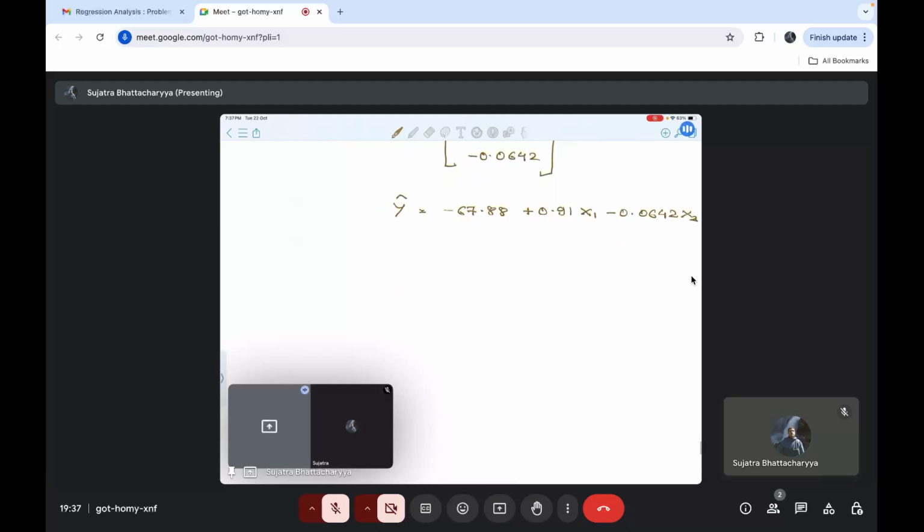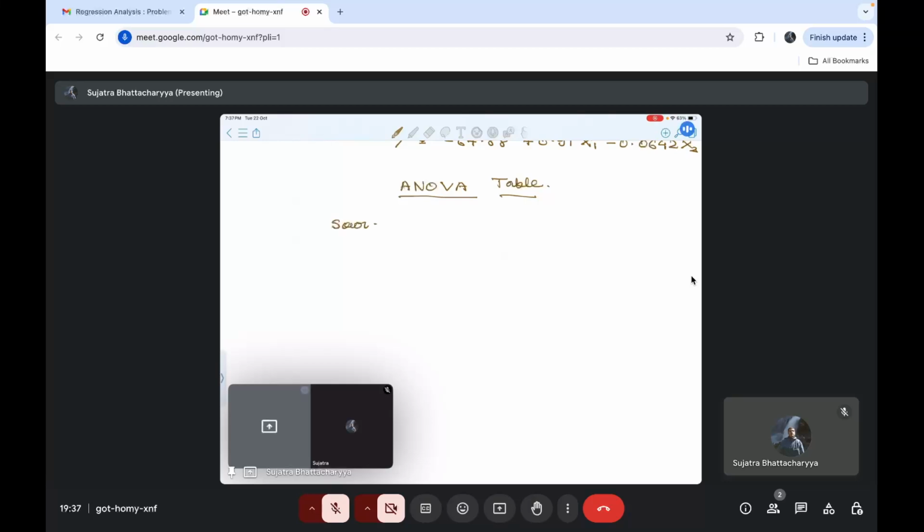Now let us go ahead and write the ANOVA table. Finally we will do some significance testing, and then I think we can leave for today. So let's do the ANOVA table. As you know, there is the source, degrees of freedom, then SS and MS. The sources are regression, residual, and total.